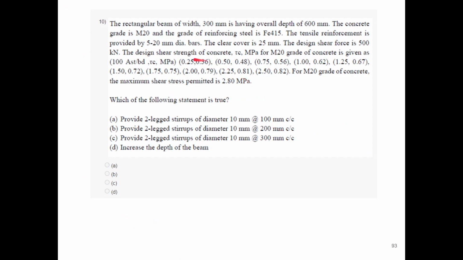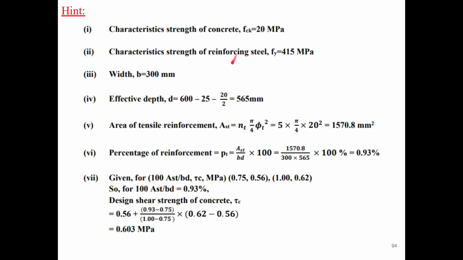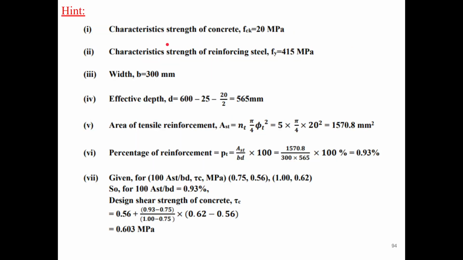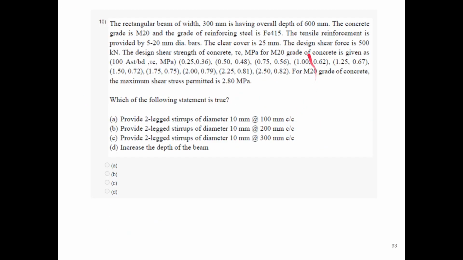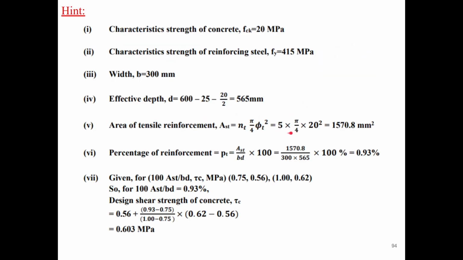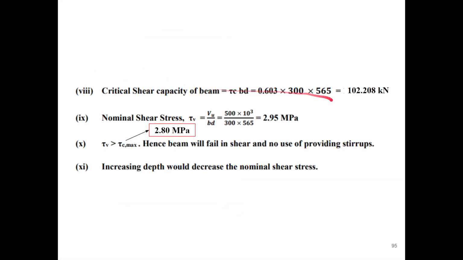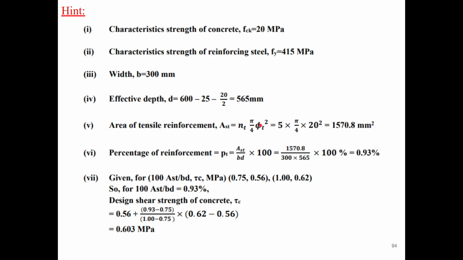So as you can see, fck value is 20 megapascal, fy value is 415 megapascal, width is 300 mm. The effective depth is 600 minus 25 minus 20 by 2, which is 565, right? And Ast value is how much? 5 into pi by 4 into 20 square, which is 1570.8 mm square. So Pt value will be 0.93%, and tau c value will be 0.603 megapascal. So the critical shear capacity will be 102.208 kilonewton, and nominal shear stress tau v is Vu by bd, which is how much?